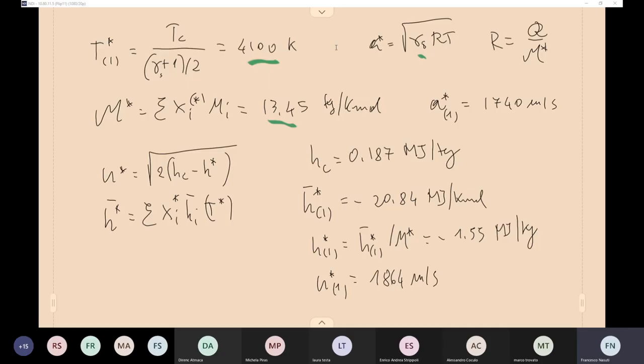So what happens now? What will be the second tentative value of temperature? Will it be a higher or smaller temperature? I can try with the next value on the table. I can try with 4,000 or 4,200, because I have every 100 Kelvin the values on the tables. Which value would you select, given this value of a star and u star, as the second tentative value? 4,000 or 4,200?